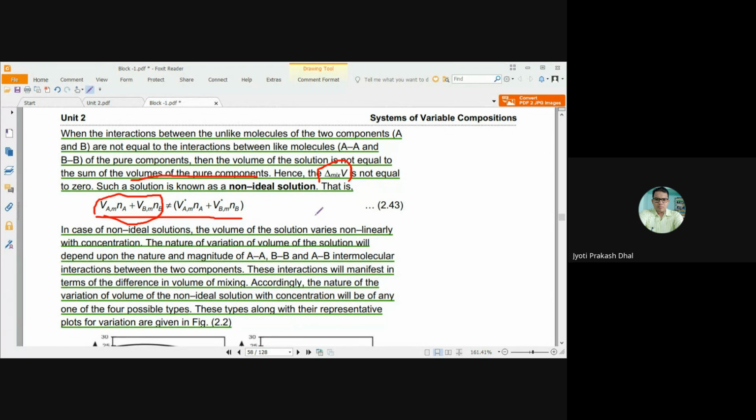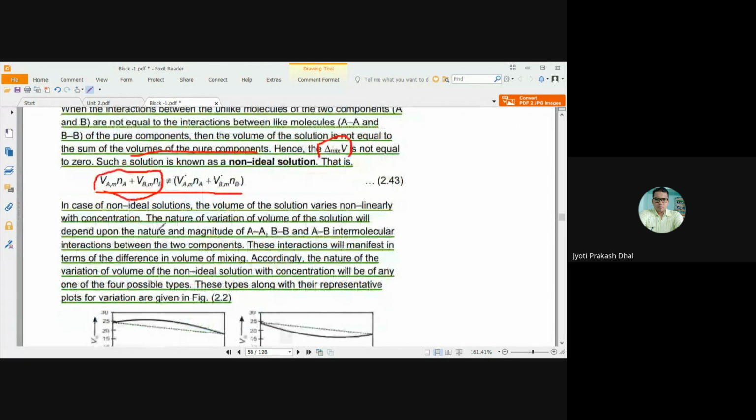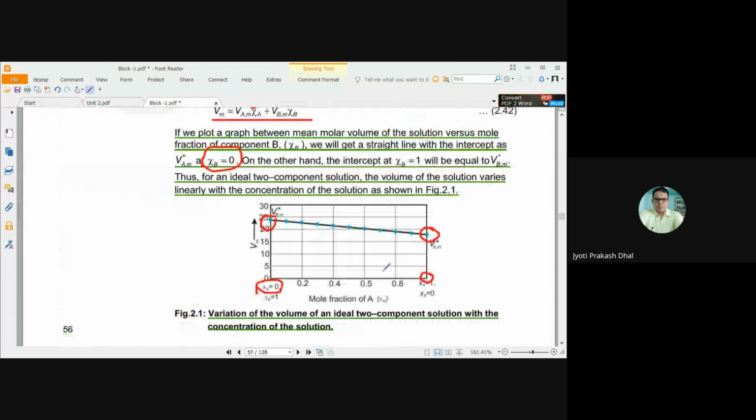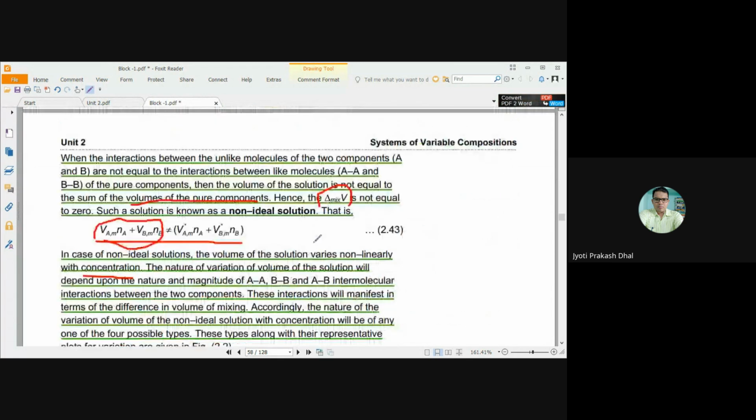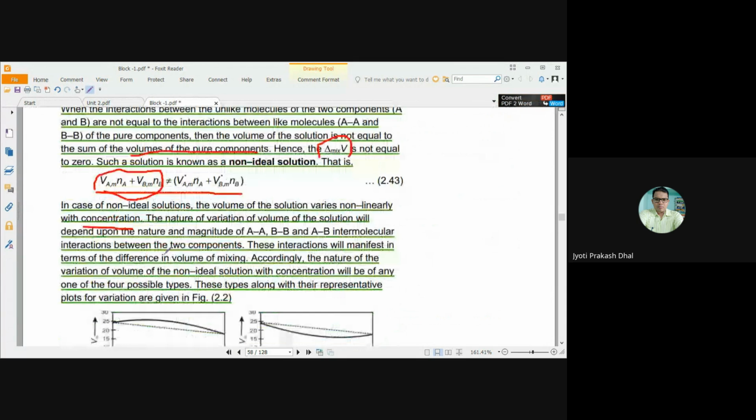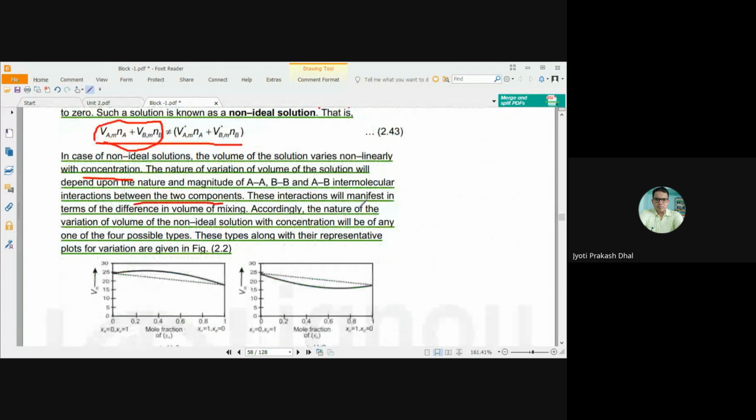So in case of a non-ideal solution, the volume of the solution varies non-linearly with concentration. In the first case, we discussed that for an ideal solution, the volume of the solution varies linearly with respect to mole fraction. But for a non-ideal solution, the volume varies non-linearly with concentration or mole fraction. The nature of the variation of the volume will depend upon the magnitude of the AA, BB, and AB intermolecular interactions between the two components. These interactions will differ in volume of mixing, and accordingly the nature of the variation.